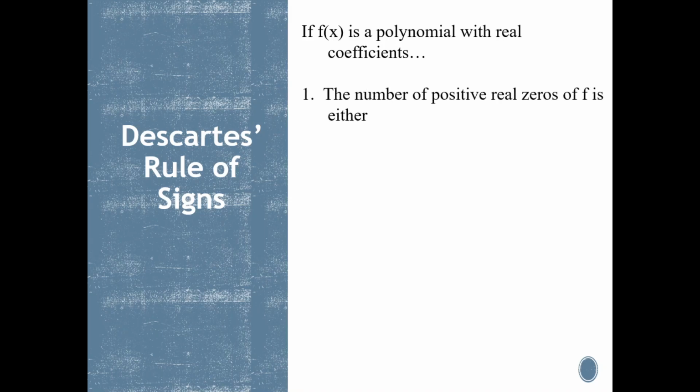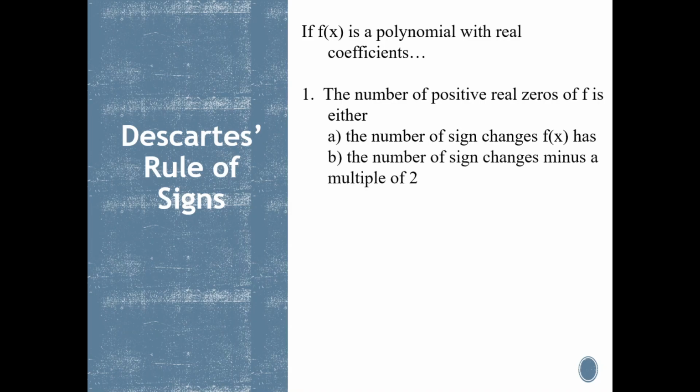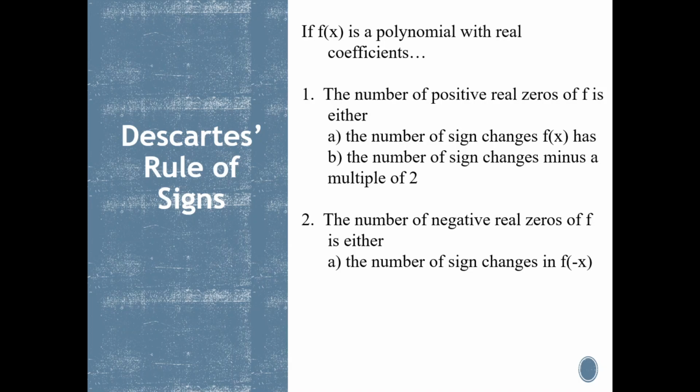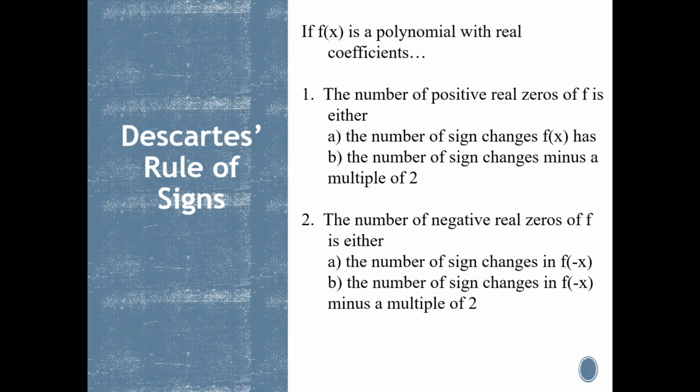So Descartes' rule of signs is going to help us limit down the possibilities. Descartes' rule of signs says that if f is a polynomial with real coefficients, then the number of positive real roots is either the number of sign changes in f, or the number of sign changes minus a multiple of 2. The number of negative real roots is either the number of sign changes in f of negative x, or the number of sign changes in f of negative x minus a multiple of 2.